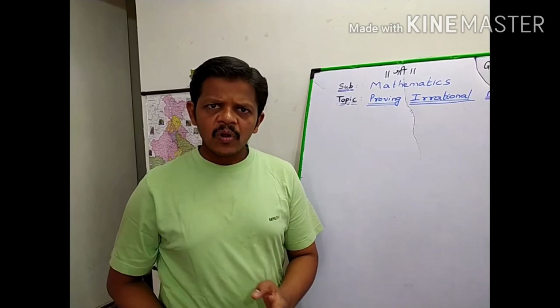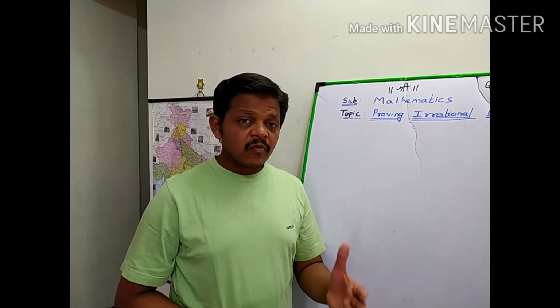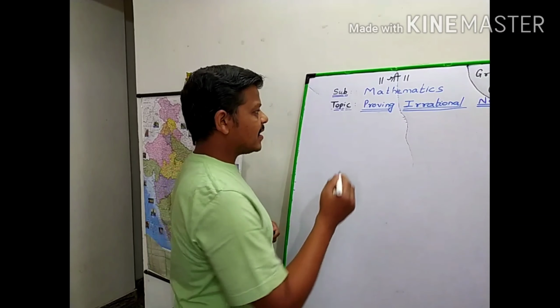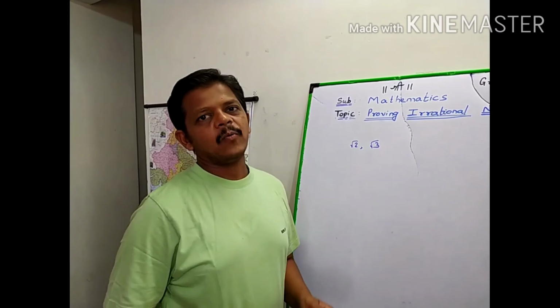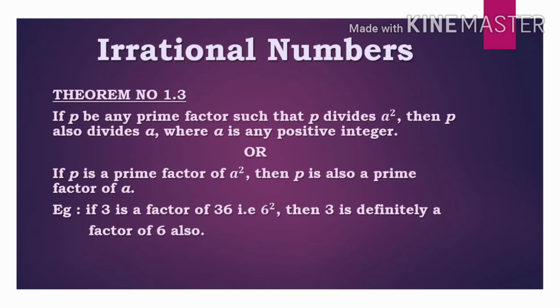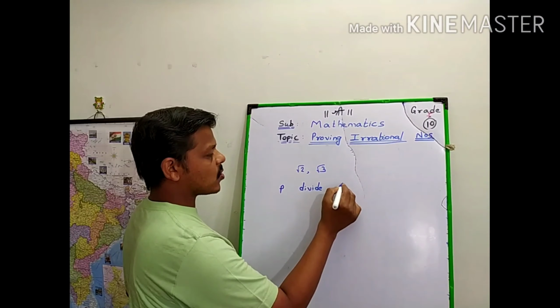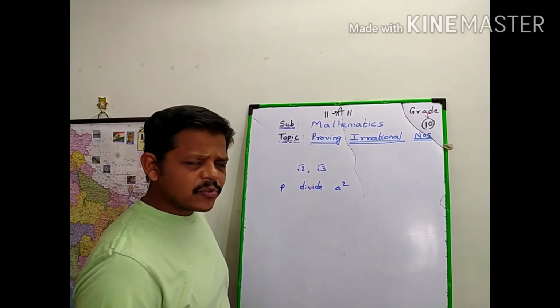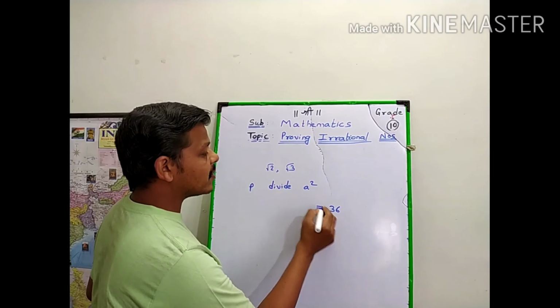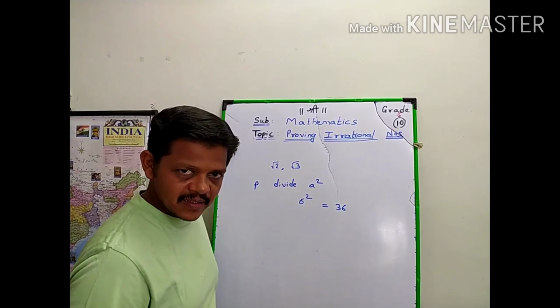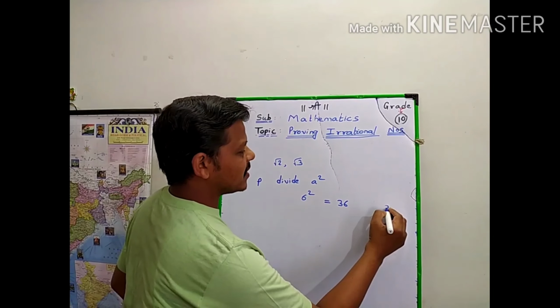But before we move on to the first type, before we try to prove numbers like root 2, root 3 and so on, we will have to look at one theorem which is very important. The theorem tells us that, if you can read it on your screen, if p is any prime number and p divides a square, okay, now you see here on the board, let me take an example, say 36. Why 36? Because I want a square number. 6 square is 36.